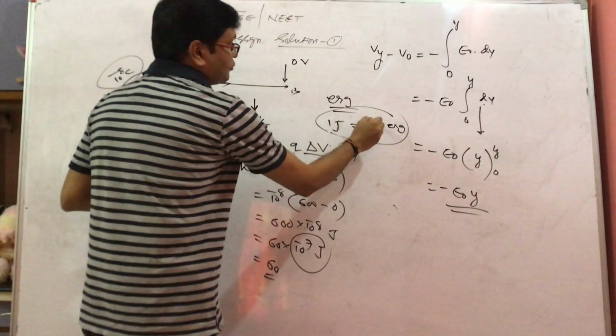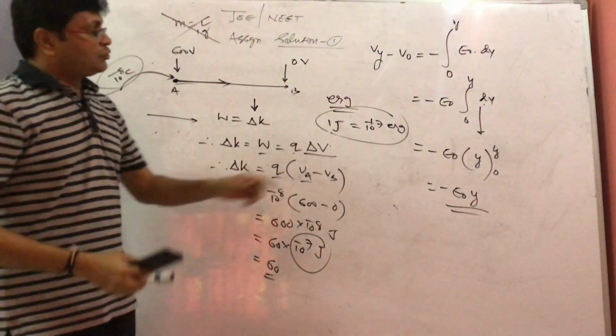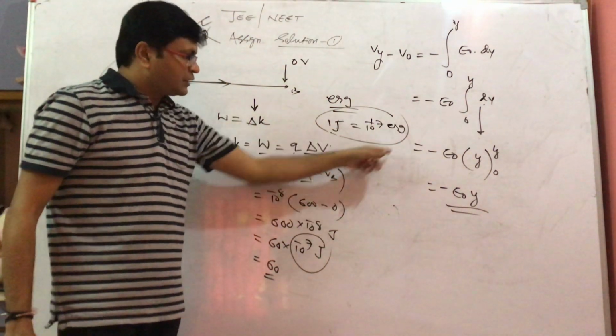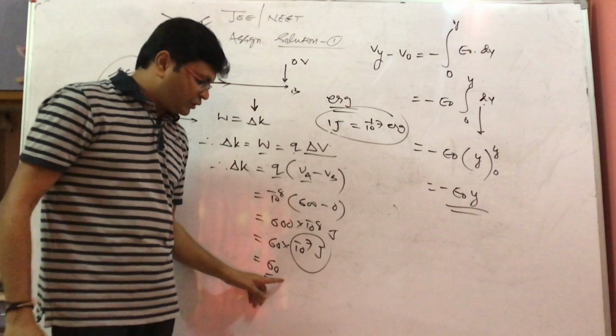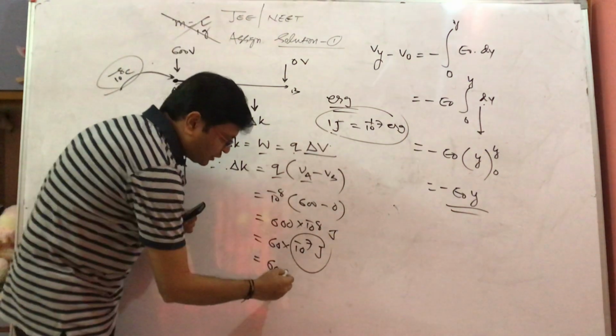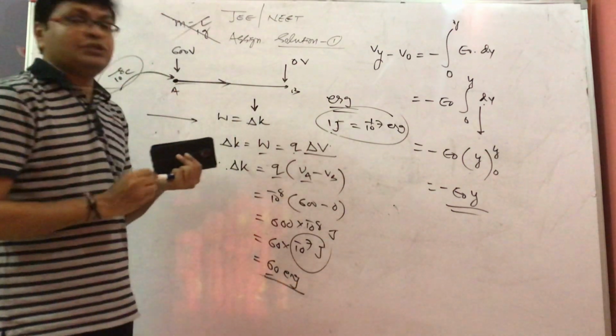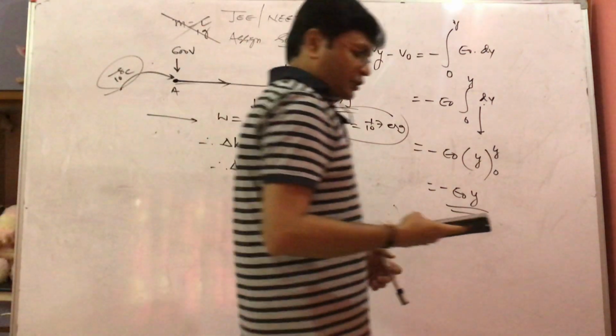And 1 joule is equal to 10 raised to plus 7 erg. There is a mistake. So 1 joule is 10 raised to 7 erg, so 1 erg is equal to 10 raised to minus 7 joule. So instead of 10 raised to minus 7 joule, we can put here erg. So now you can see your answer, 60 erg. So this is your question number 2.